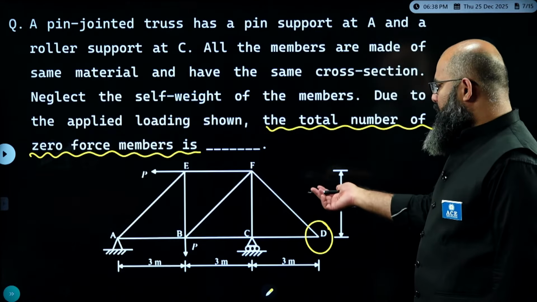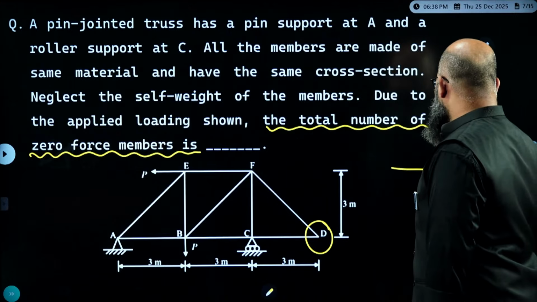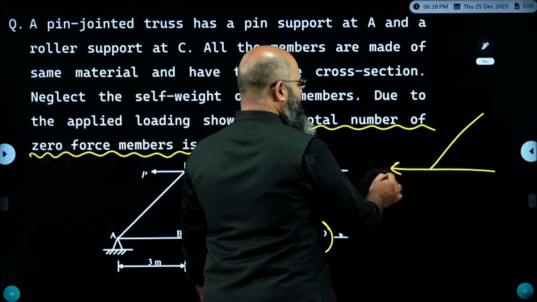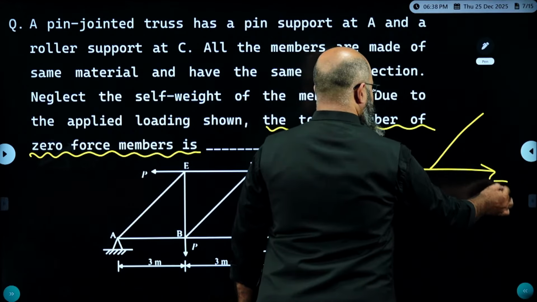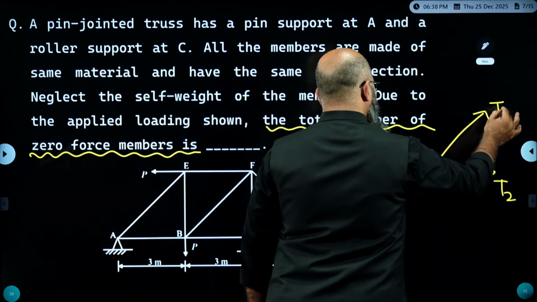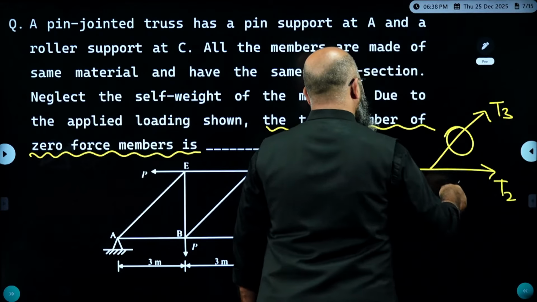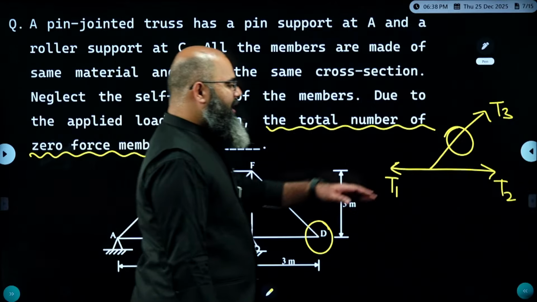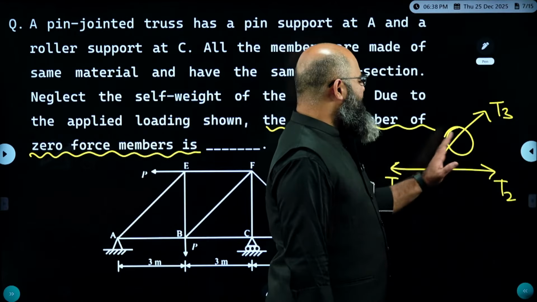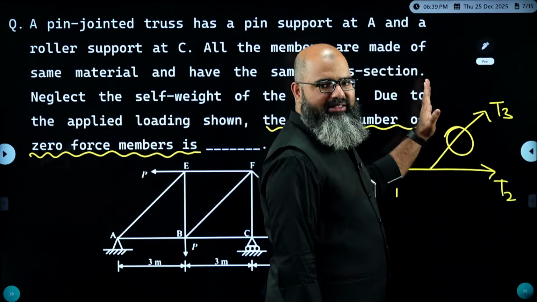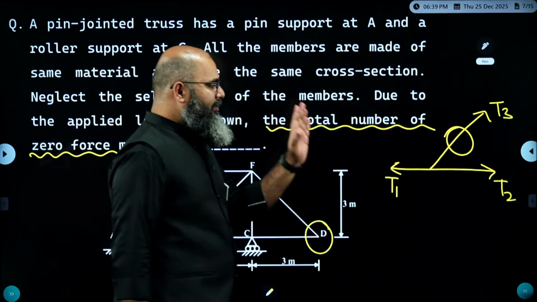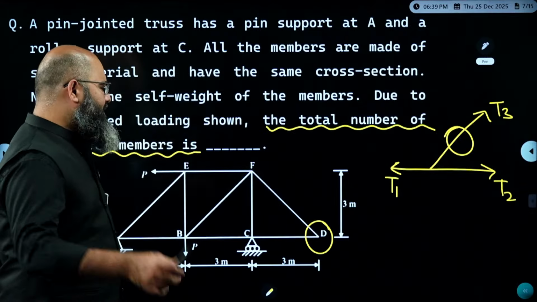So that I'm not able to find over here, but let me take an example. If at all you are having over here T1, T2, and T3, guarantee T3 has to be a zero force member. What is the logic? Simple logic. If you take T1 and T2 as a particular axis and you take the perpendicular axis, summation of force in the perpendicular equal to 0, guarantee T3's perpendicular component 0, T3 itself is 0.